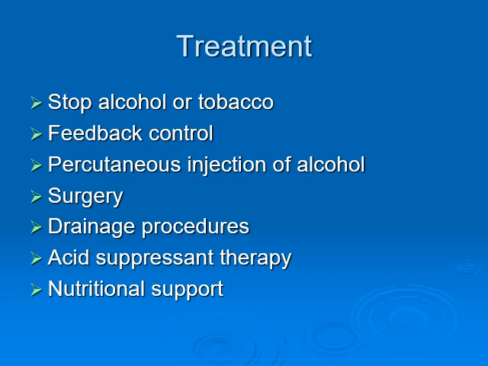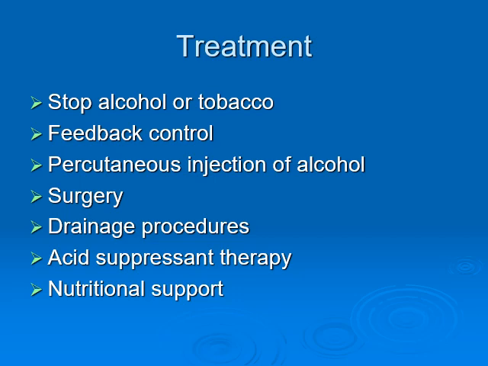Treatment: stop alcohol or tobacco. You have to activate feedback control by giving orally excess doses of pancreatic enzymes to make the pancreas rest, and this is known as feedback control. Percutaneous injection of alcohol to alleviate pain in certain cases of chronic pancreatitis. You denervate the pancreas by ablation of the stellate ganglion, and surgery, including pancreatectomy in some cases.